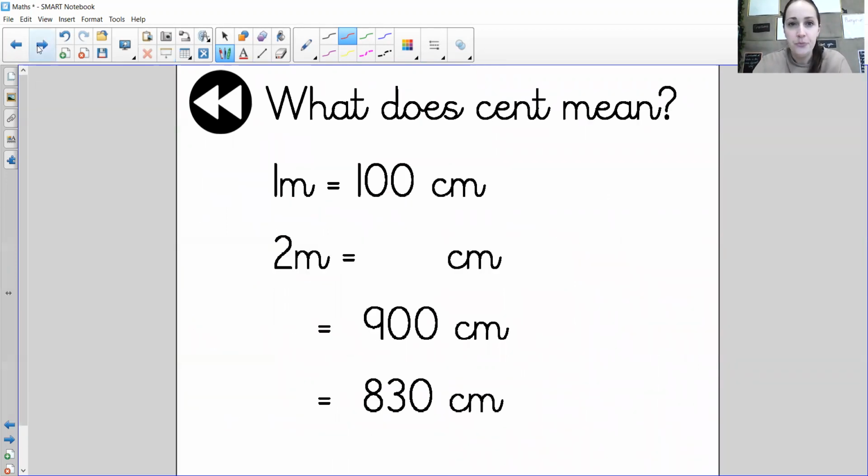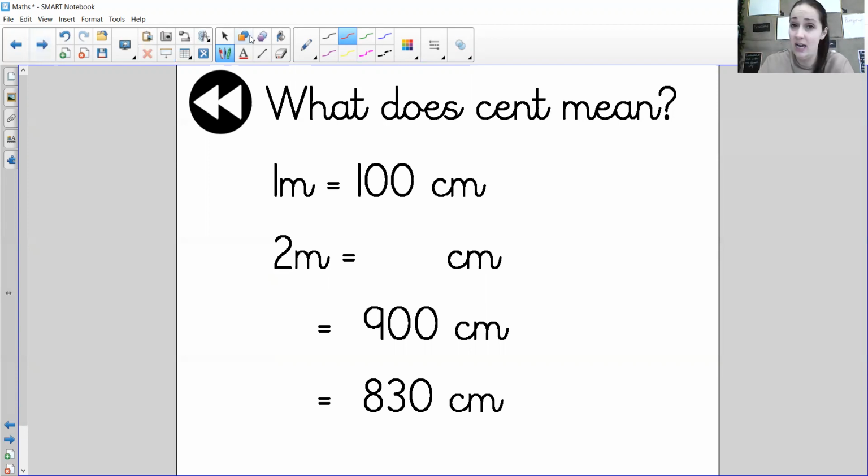Next one then. What does cent mean? So far we've only been timesing by 1,000. Okay, so we did kilo means 1,000, milli means 1,000. So we've timesed by 1,000 and divided by 1,000. What does cent mean? Well, cent, like a centipede, means 100. Like per cent means out of 100, cent means 100. So 1 meter then is 100 centimeters. Cent a meter. So there's 100 centimeters in a meter.